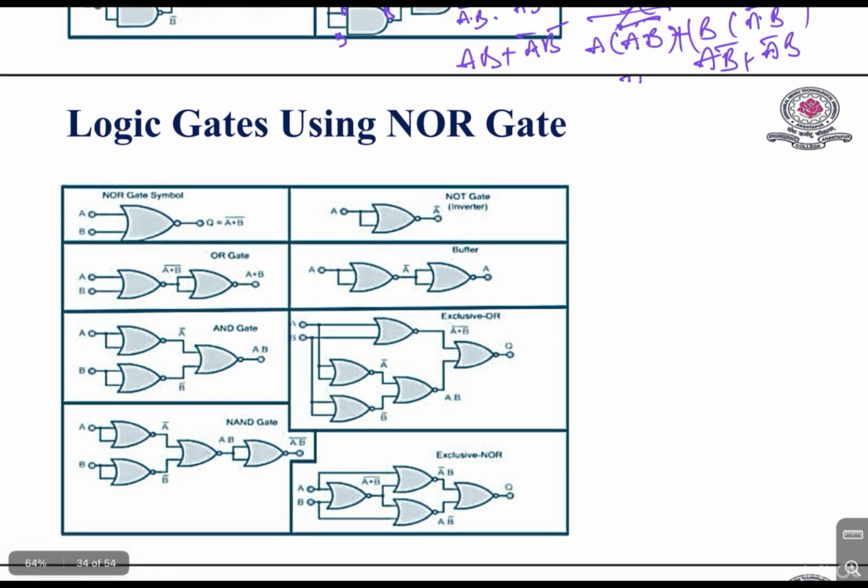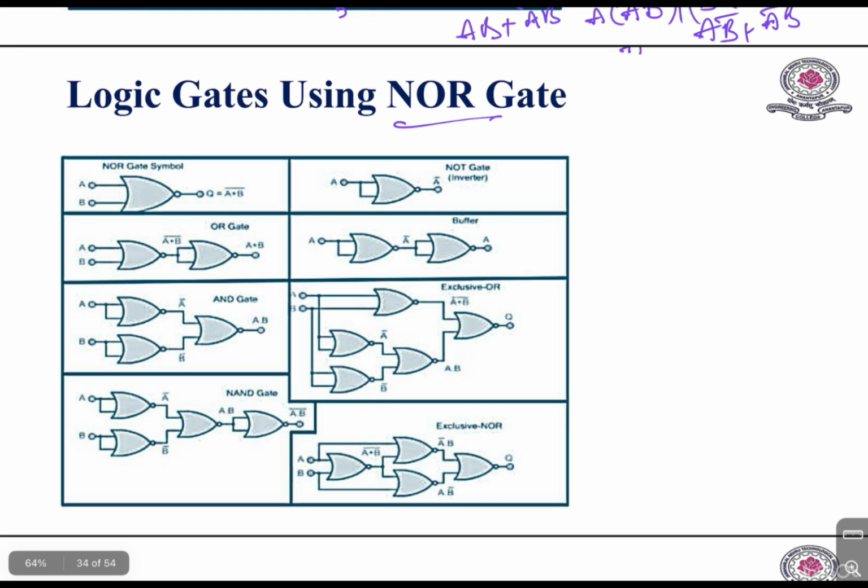And in the same way, by using NOR gate, how can we construct OR gate, NAND gate, NOR gate, AND gate, NOT gate, buffer, XOR, and then XNOR. In the same way, we know NOR gate is nothing but the complement of OR operation. So that is Q is equal to A plus B whole bar. And again if you take one more NOR gate here, the two complements will cancel and A plus B will become, so that is the OR gate.